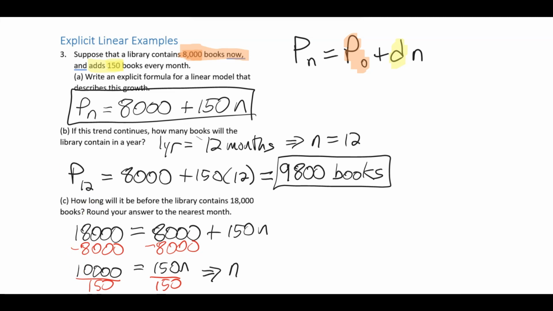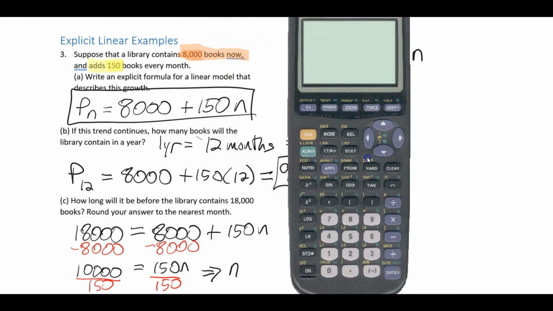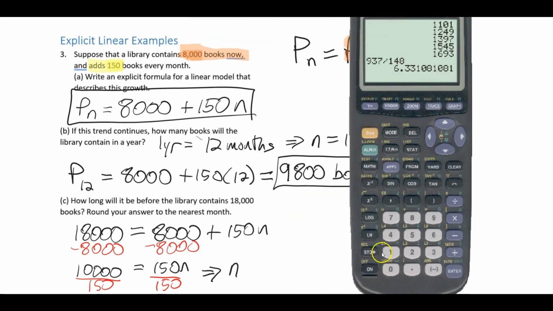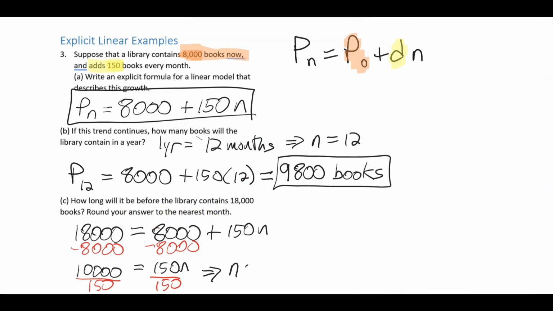Let's take a look at what our calculator has. Anytime it says rounding, it's typically going to be a decimal. Not always. Let's say we have 10,000 divided by 150. 66.66667, etc. So they already rounded this. 7 is a rounding. So we would just go to 67 if we want to go to the nearest month. Approximately 67 months.